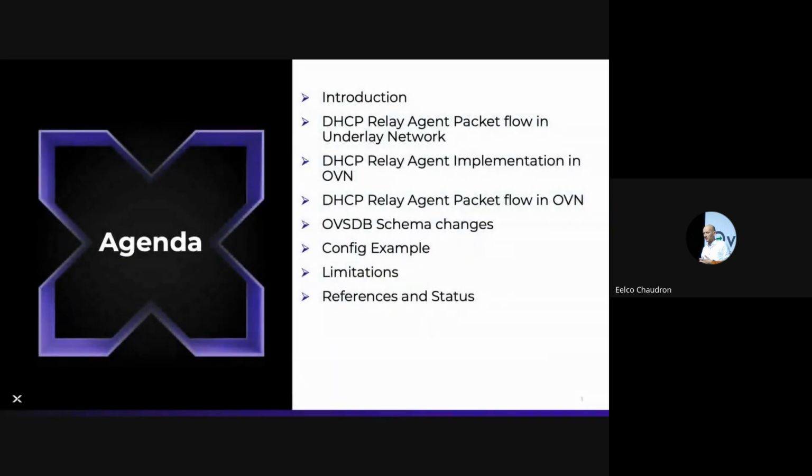Here is the agenda of the talk. A brief introduction about why we want to enable DHCP Relay Agent functionality on OVN. A quick overview of how DHCP Relay Agent works in an underlay network. We will use packet flows to discuss that. How are we implementing DHCP Relay Agent functionality in OVN? DHCP Relay Agent functionality packet flow in OVN. OVSDB schema changes to enable this feature. A simple config example, limitations, references and current status of the feature.